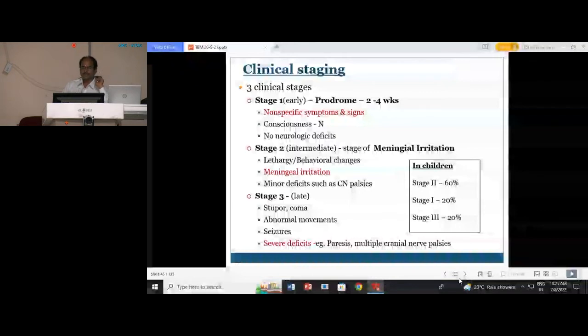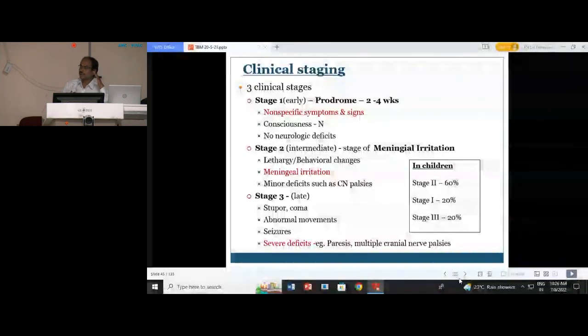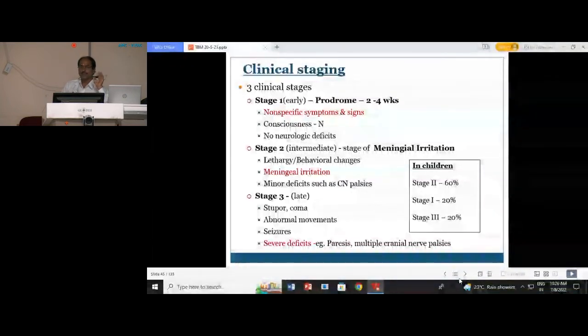The prodrome symptoms are malaise, mild fever, anorexia, nausea, night sweats. So you may not think it is tuberculous meningitis. There is every chance of missing stage 1, the prodrome stage, lasting 2 to 4 weeks. No neurological deficits; the patient is completely conscious, GCS 15/15.